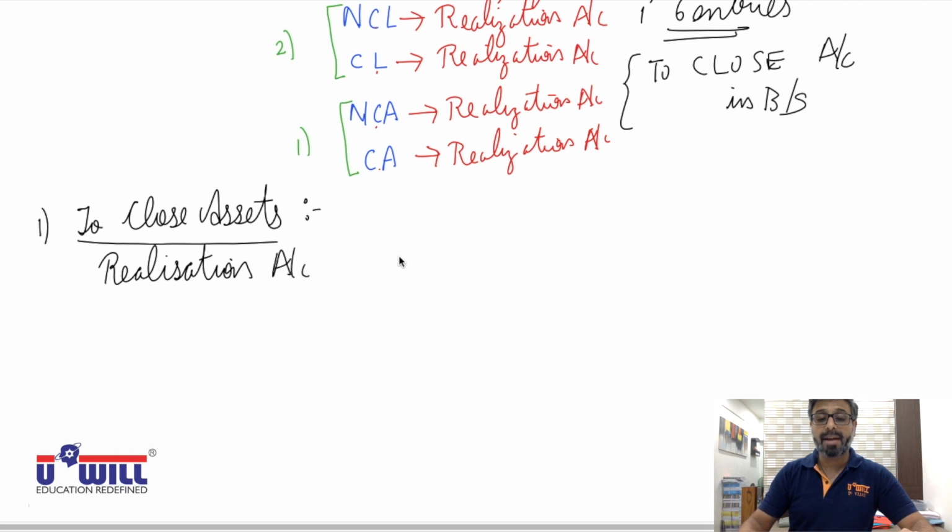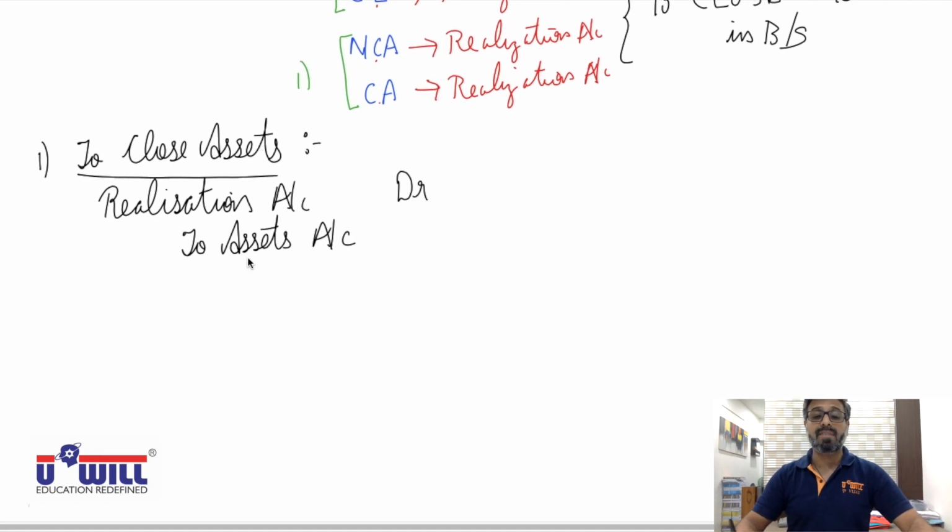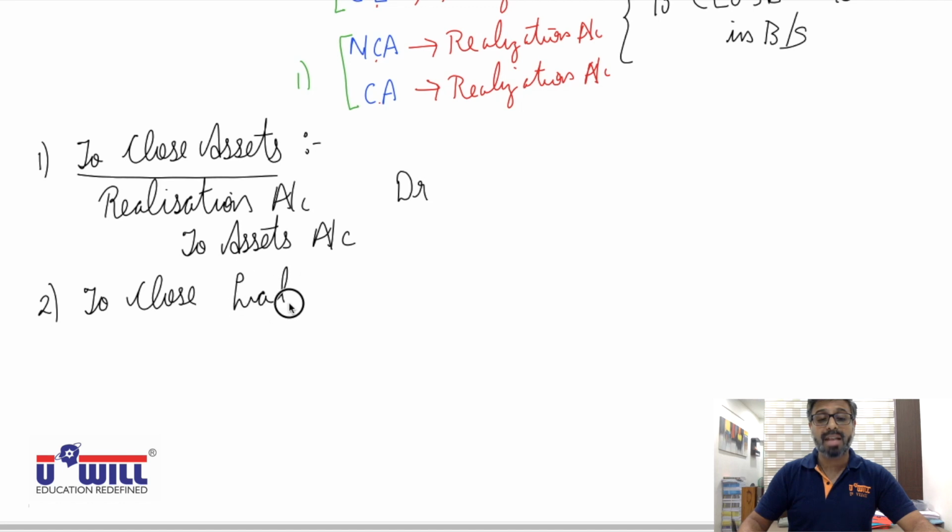All of you must be writing this when you are watching the lecture. To assets account. Okay, I repeat, assets have debit balance. To close it, we reverse and credit, and realization account debit. So realization account debit to assets account. Second. Okay, after assets, what did I say? Remember the order: assets, liabilities. So second entry is to close the liabilities.